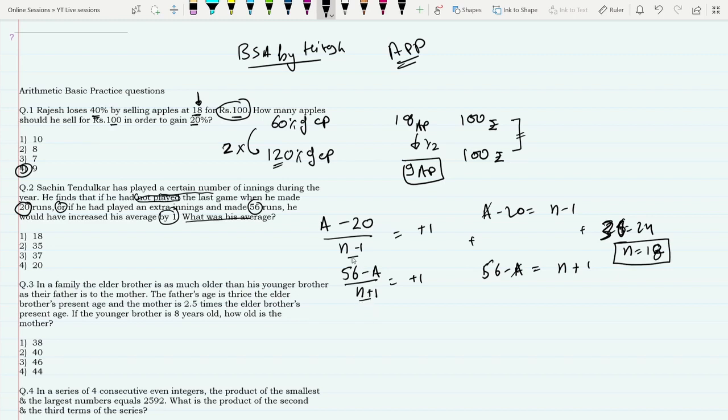If I replace n here, that becomes 17, cross multiplied 17, 17 plus 20, 37. 37 was his average initially, originally. This method is called method of delta or method of change.